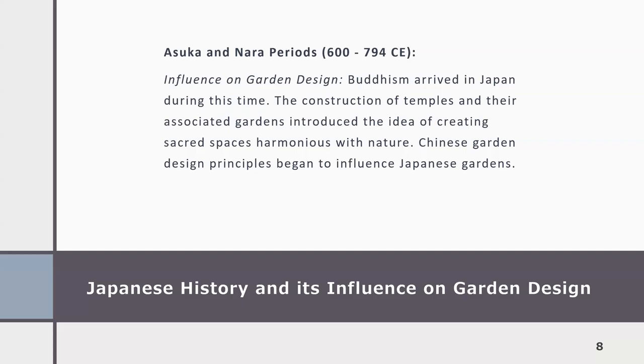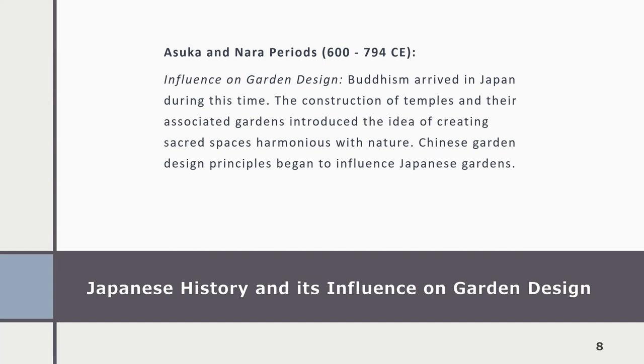Then, during the Asuka and Nara periods, is where we start to see architecture and gardens. Buddhism arrives in Japan from China, and because of Buddhism, they start to construct temples. These temples start to be associated with gardens, and it's most important to create a harmony between nature and building. These ideas came from Chinese gardens.